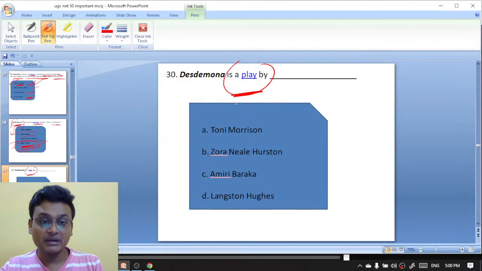Next, Desdemona is a play. Toni Morrison, Jeronimo Hudson, Amiri Baraka, Langston Hughes. Who has written Desdemona? The play Desdemona was written by Toni Morrison.